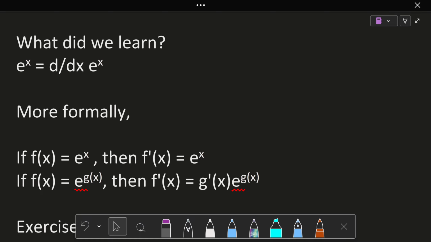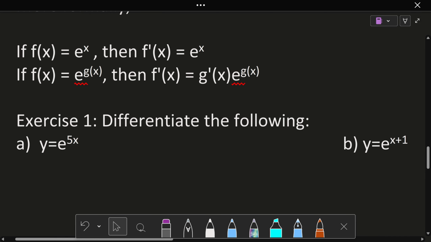If we have e to the power of something, so e to the power of g of x, then the derivative is just the derivative of the exponent times the original function. It's kind of like we're using the chain rule. We take the derivative of e to the x, which is just e to the x, or e to the g of x, and we just multiply it by the derivative of the inner function, so g prime of x. This is very much related to the chain rule, as most of the things we see will really just be a chain rule.